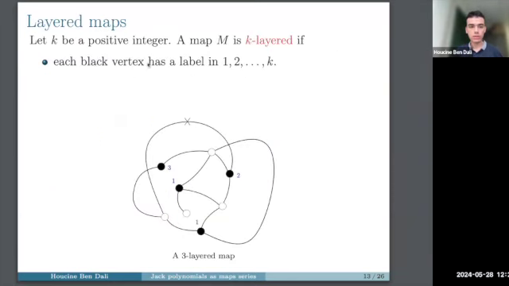So the last definition is this notion of layered maps. These are maps with an extra decoration. How do we define layered maps? We first assign labels to black vertices. If the map is k-layered, we can use labels from 1 to k without any condition. So a label can be used many times or 0 times. For example, here we have this label 1, which is used twice.